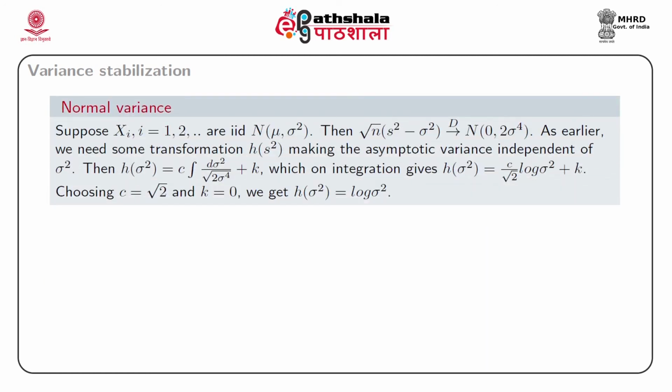Suppose X_i are IID normal with mean mu and variance sigma square, then the large sample distribution of s square is normal with mean 0 and variance 2 sigma to the power 4. As earlier, we need some transformation for making this asymptotic variance independent of sigma square, and solving the differential equation, we get h of sigma square equal to c divided by square root of 2 multiplied by log sigma square plus k, and choosing c equal to square root of 2 and k equal to 0, we get the transformation log of sigma square. And our next candidate is correlation coefficient.